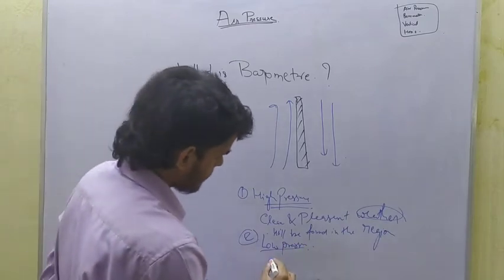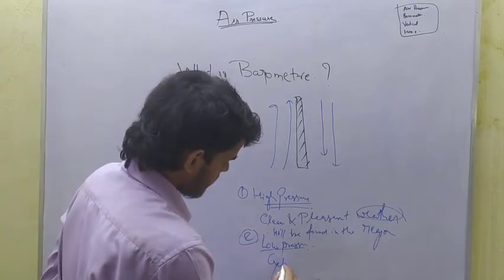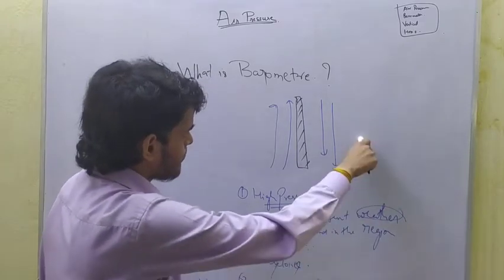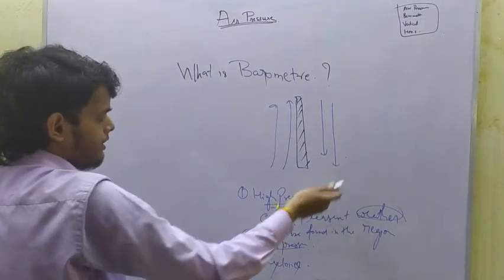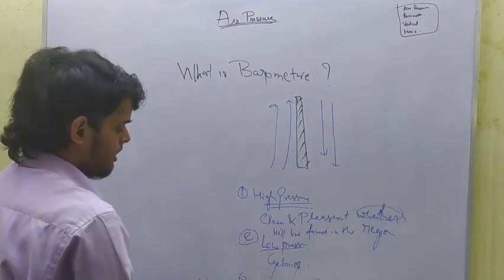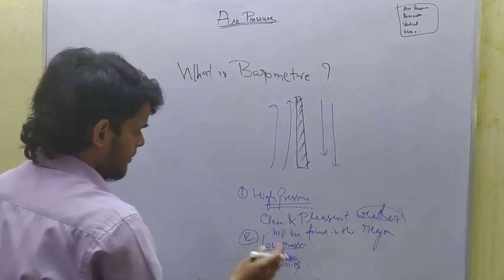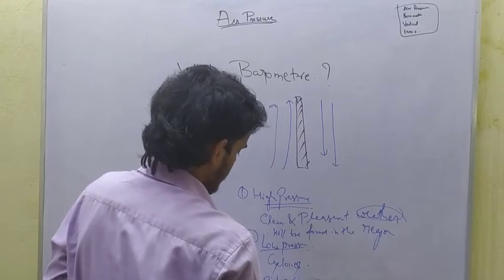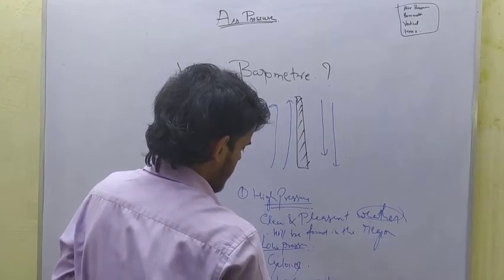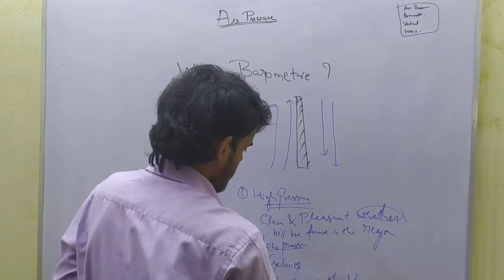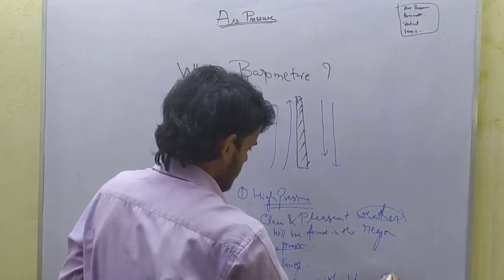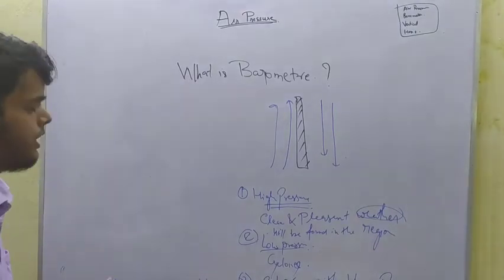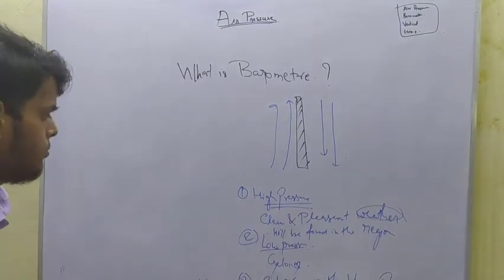As a result, cyclones will be formed. And third is when the barometer increases and decreases alternately, then it shows that a storm will occur with heavy rainfall. Storm with heavy rain will be there. So that was all about the barometer.